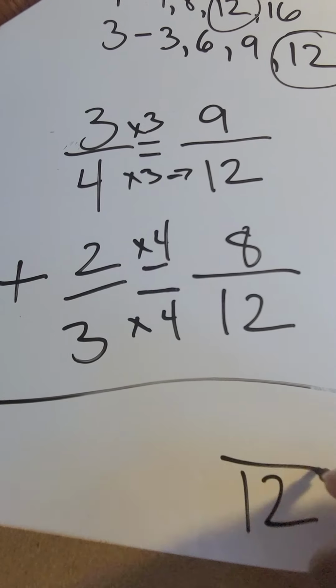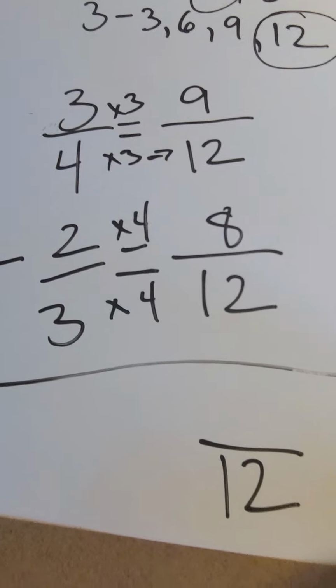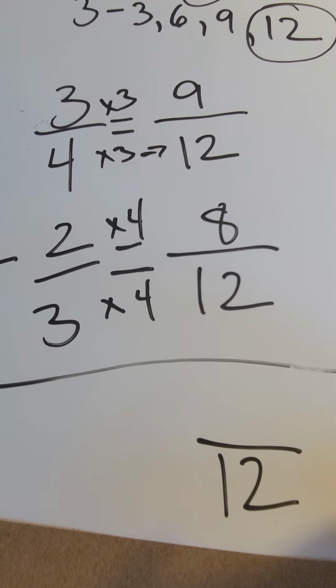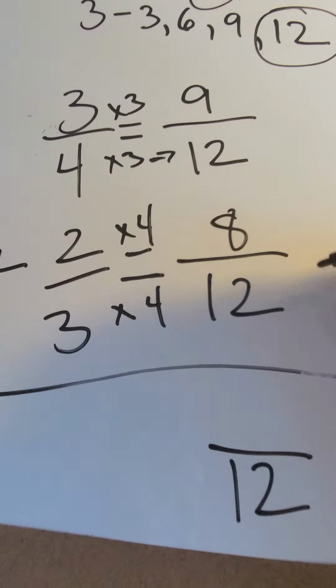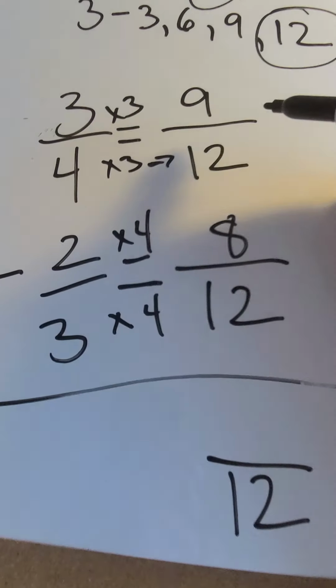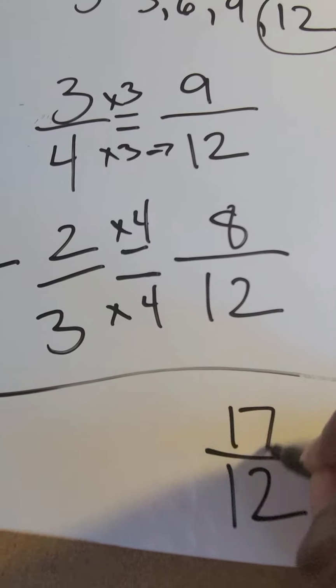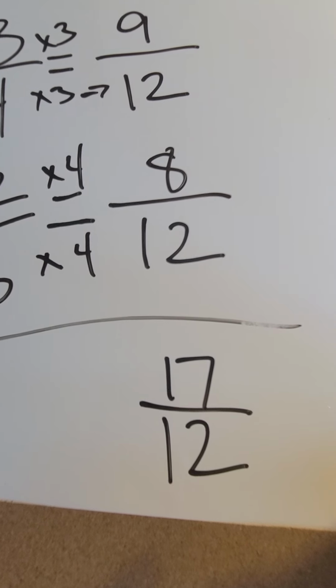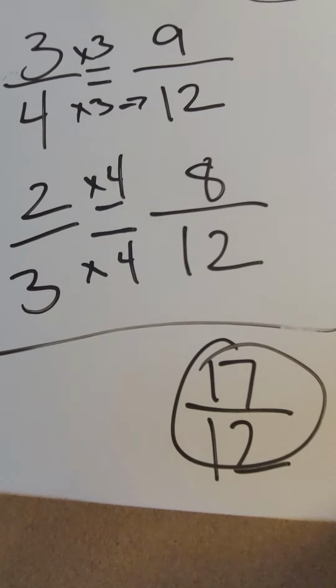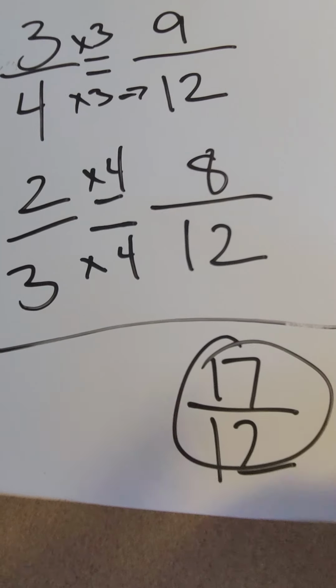So our denominator is going to be the same. It's not going to change. We're not going to add 12 and 12. We're going to add the numerators, 9 and 8, which gives us 17. So this is our answer, 17/12.